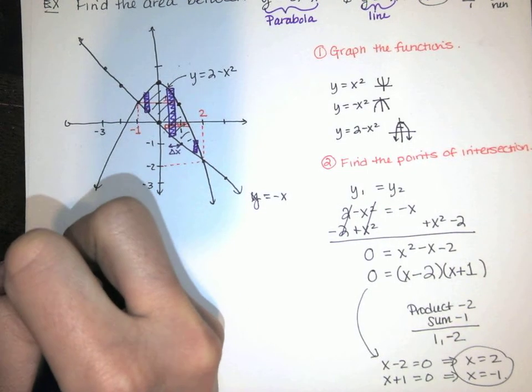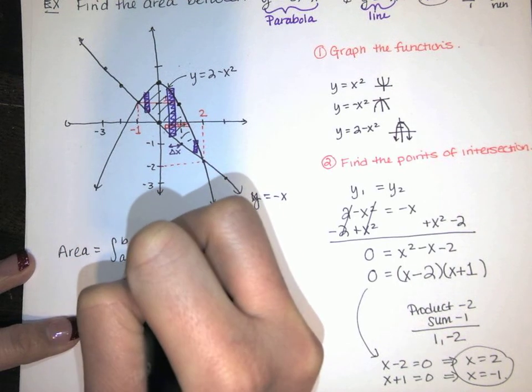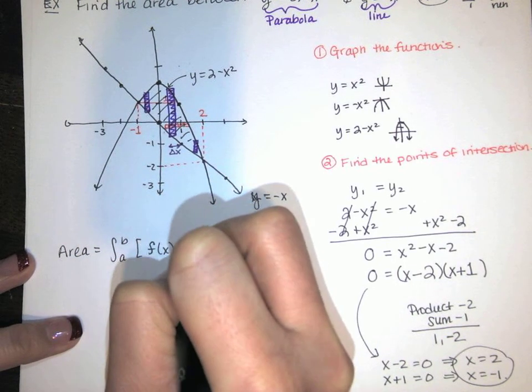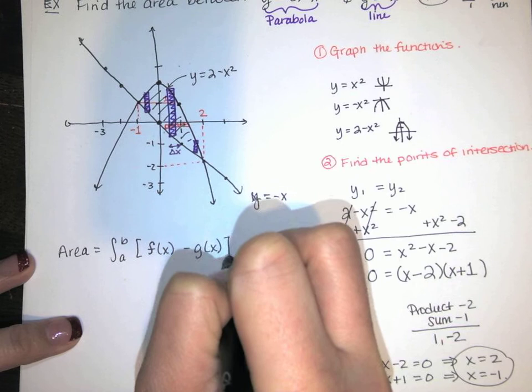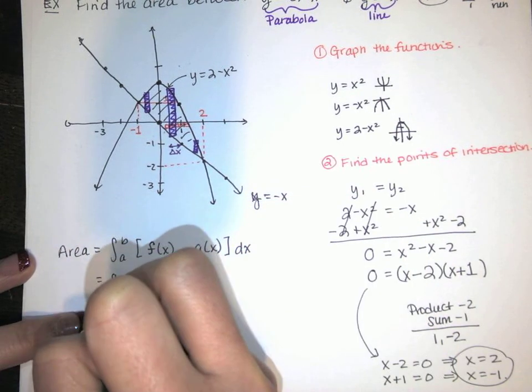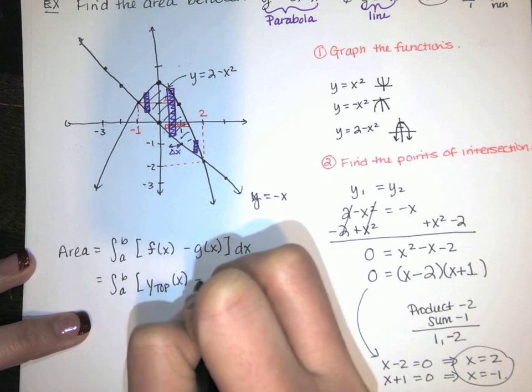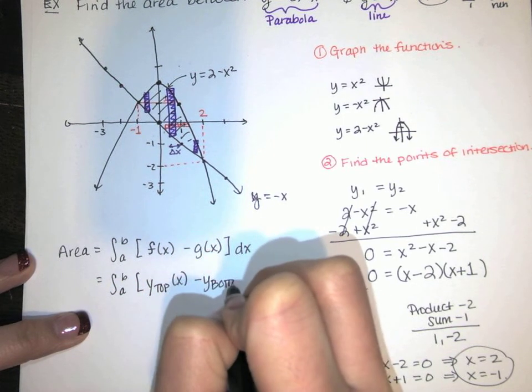So area is the integral from a to b of the top function minus the bottom function, or you will see me sometimes write it this way: the top y value as a function of x minus the bottom y value as a function of x.